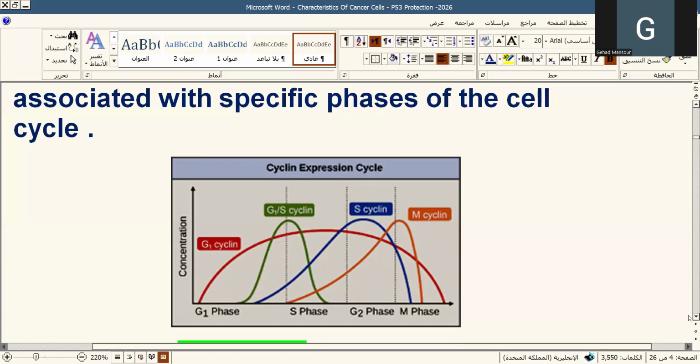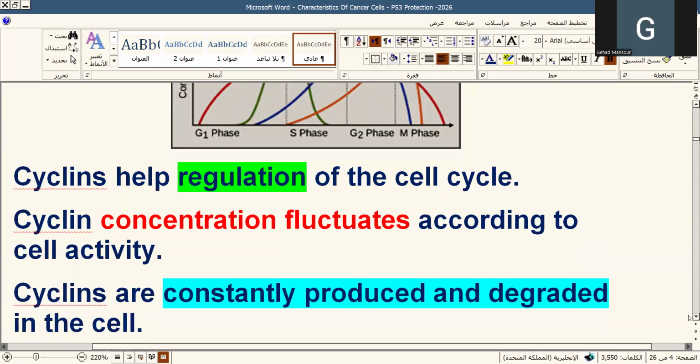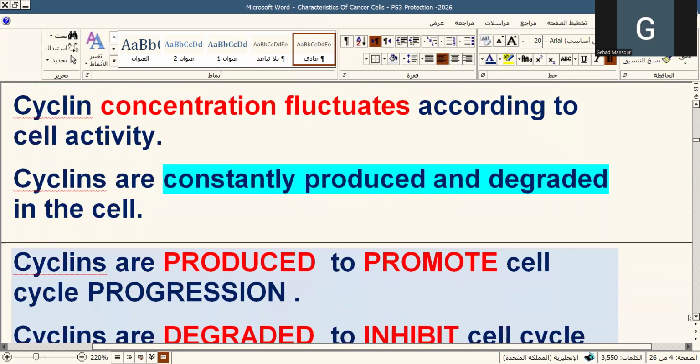But here I got the diagram only to show you how the concentration, you can see on the y-axis, how the concentration of cyclin is fluctuant. So for example, before the G1 checkpoint, the cyclin increases in concentration, and once it finishes the check, it is broken down and recycled in the cell. The cyclins, as we said before, regulate the cell cycle. Their concentration fluctuates. They are constantly metabolized, degraded, and reproduced in the cell.